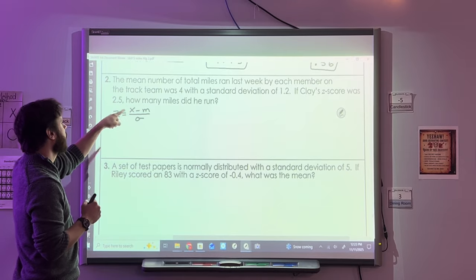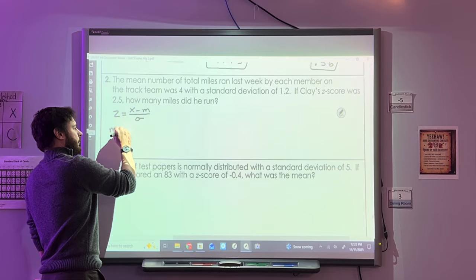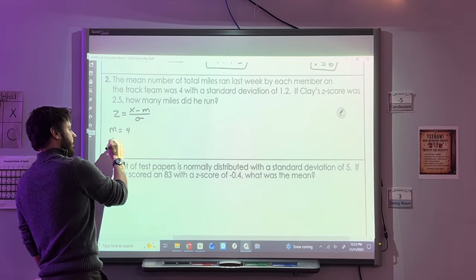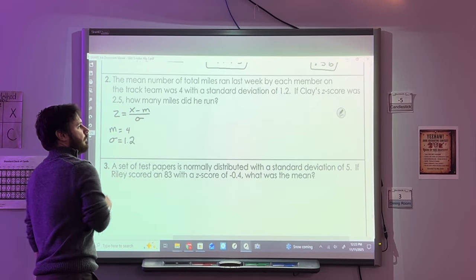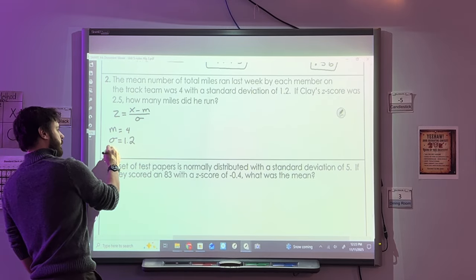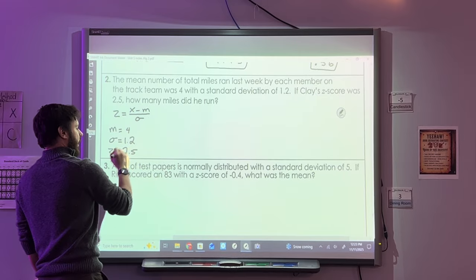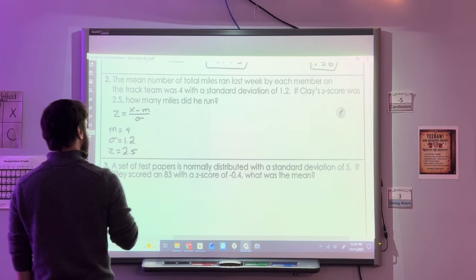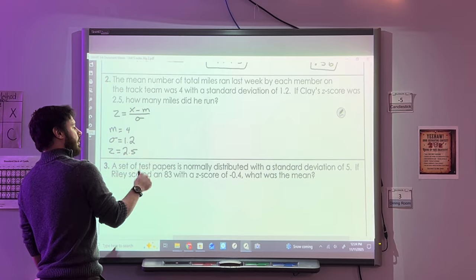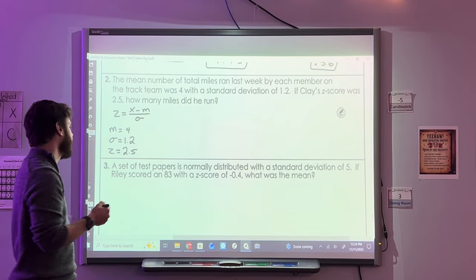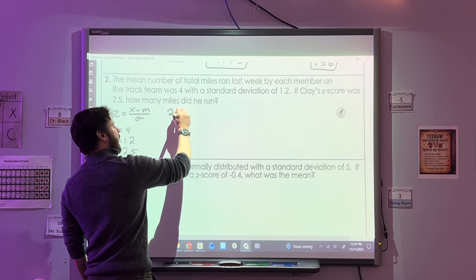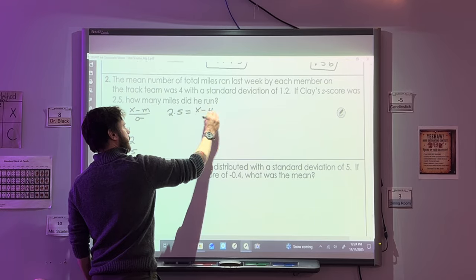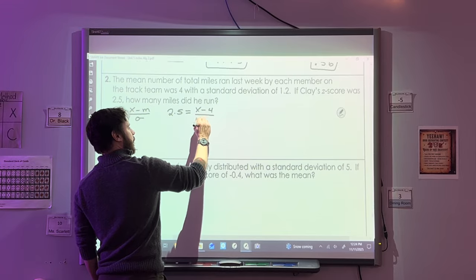The mean was 4. The standard deviation was 1.2. And his z-score, 2.5. How many miles? So we are searching for his data value here. We're searching for the x here. How many miles did Clay run? So let's take this formula and substitute in the values that we have. 2.5 equals his value minus the mean over the standard deviation, 1.2.